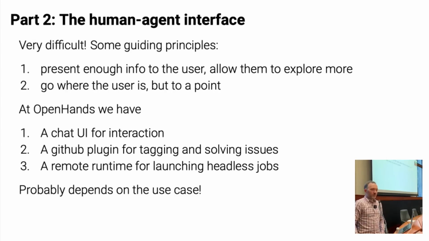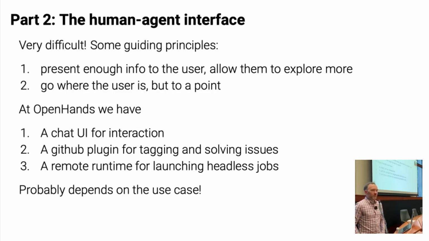Another thing is go where the user is. So like if the user's already interacting in a particular setting, then I'd like to integrate into that setting, but only to a point. So at OpenHands, we have a chat UI for interaction. We have a GitHub plugin for tagging and resolving issues. So basically what you do is you do at OpenHands agent, and the OpenHands agent will see that comment and be able to go in and fix things. So if you say at OpenHands agent, tests are failing on this PR, please fix the tests, it will go in and fix the tests for you and stuff like this.